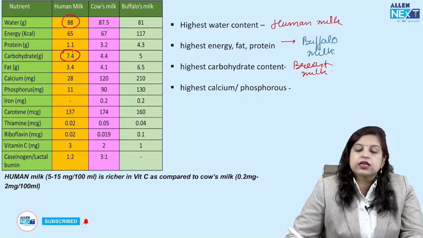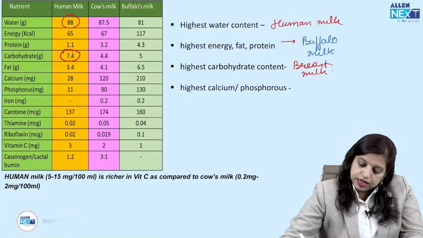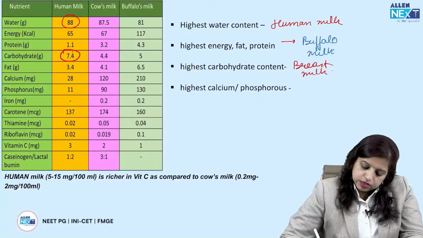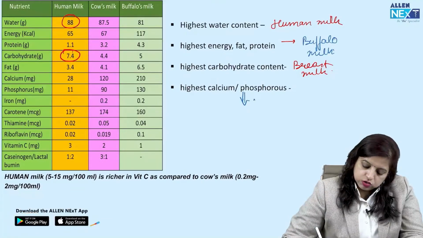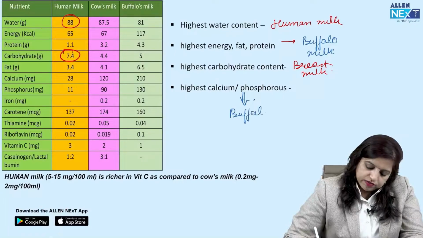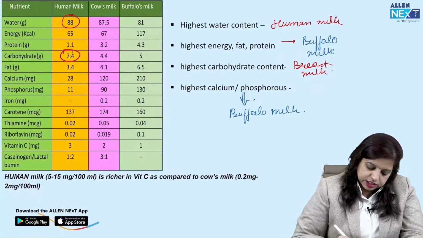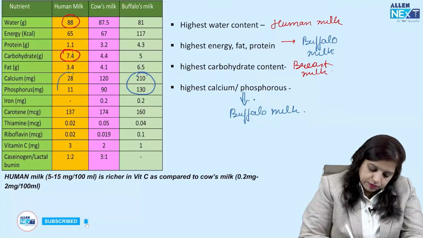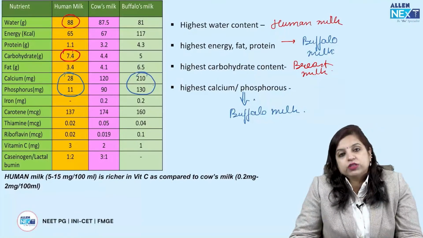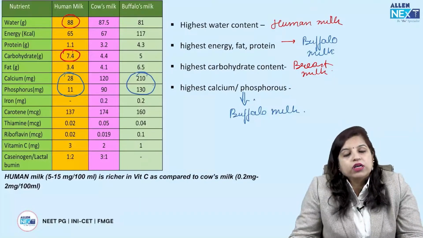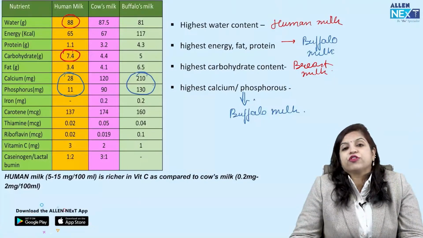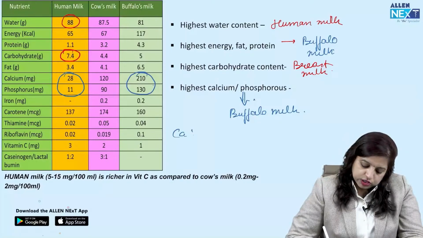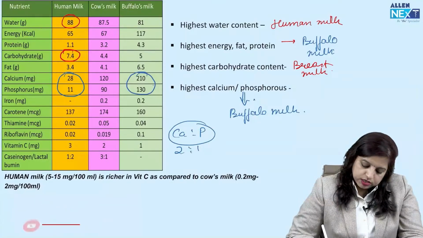carbohydrate content. Then highest calcium and phosphorus: again over here the first position goes to buffalo milk. You have the highest calcium and phosphorus content. You can see calcium and phosphorus is much more as compared, almost 10 times more than the breast milk. But the important thing over here is the ratio. The calcium to phosphorus ratio is 2:1.